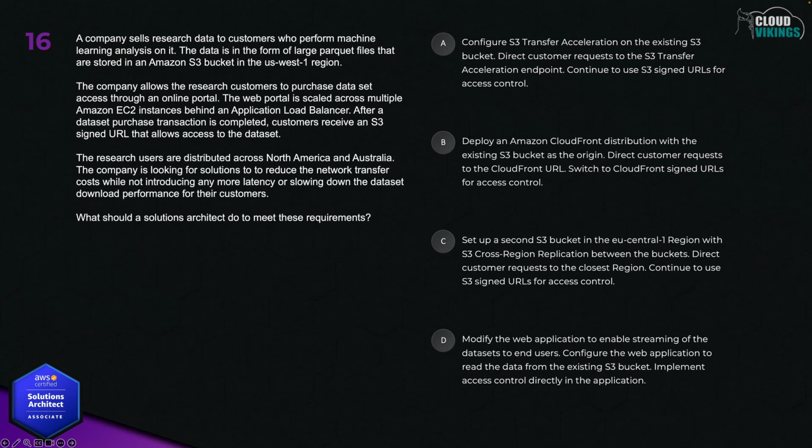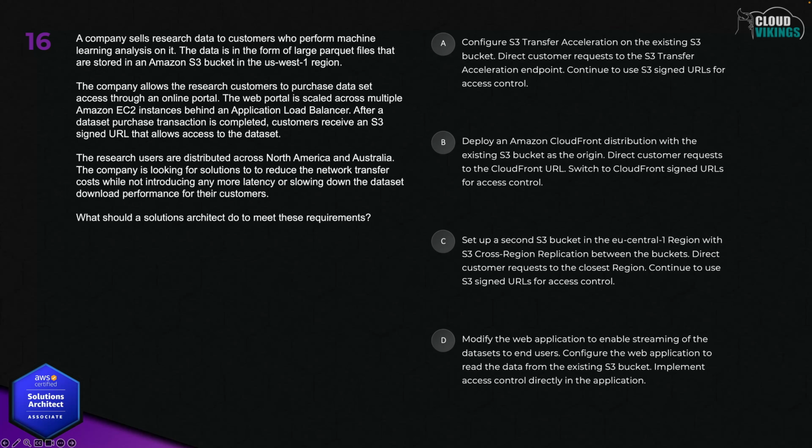Our choices are A. Configure S3 transfer acceleration on the existing S3 bucket, direct customer requests to the S3 transfer acceleration endpoint, and then continue to use S3 signed URLs for access control. B. Deploy an Amazon CloudFront distribution with the existing S3 bucket as the origin. Direct customer requests to the CloudFront URL. Switch to CloudFront signed URLs for access control.